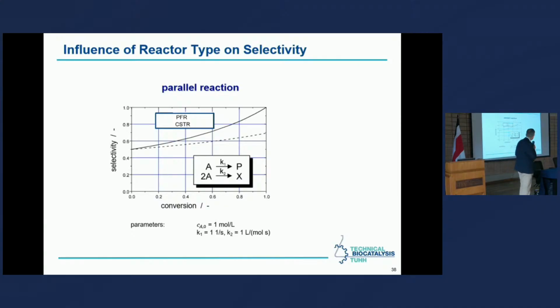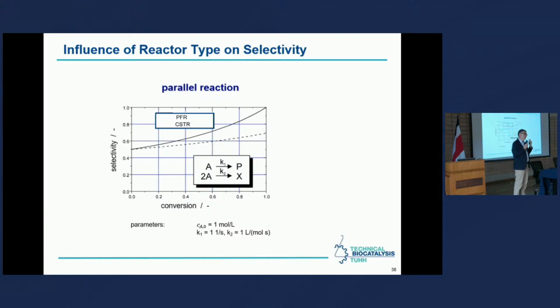The unlucky thing is, I forgot which one is which, and you need to help me. One line is the plug flow reactor, and one line is the CSTR. That will be the next Mentimeter question. Which is the better reactor for the system?